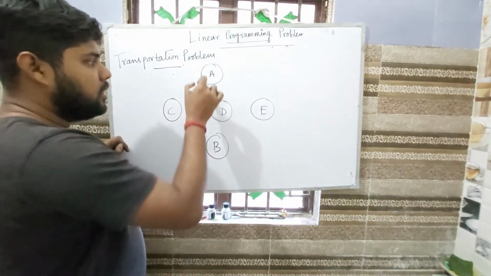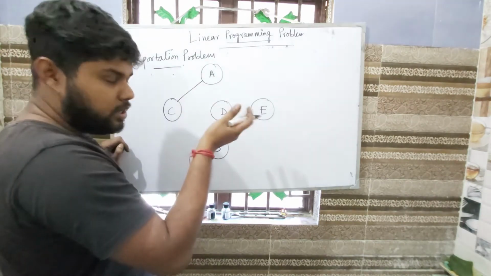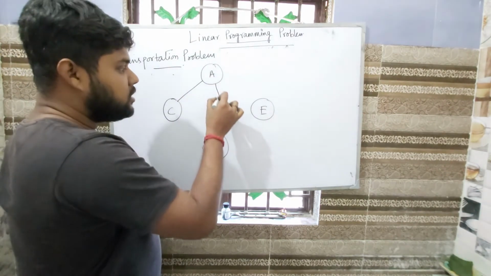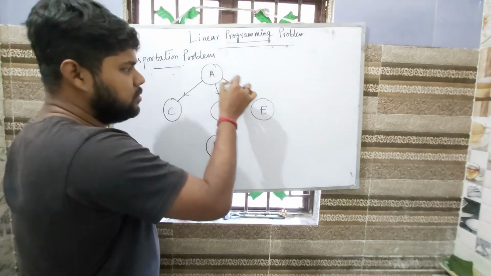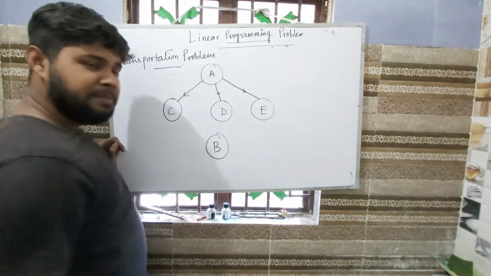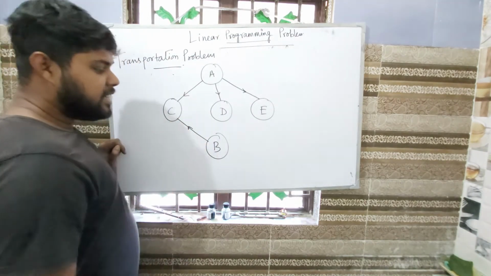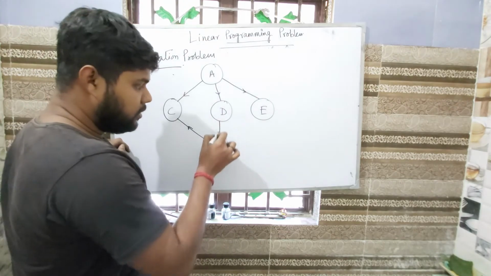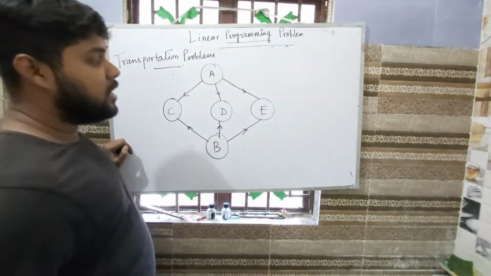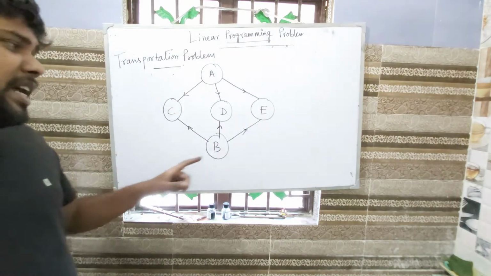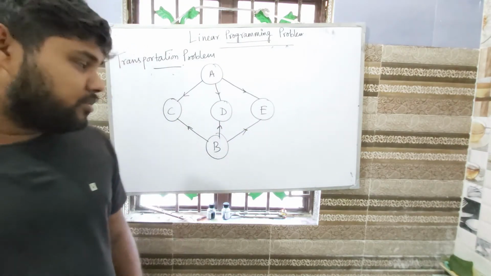Fine. Now A is sending some items to C, I mean the commodities, some units of commodities. A is sending to D, A is sending to E. Similarly, B is sending some item to C, B is sending some item to D and B is sending some item to E as well. Now obviously it is not necessary that B has to send items to all the three and A also has to send some item to all the three.